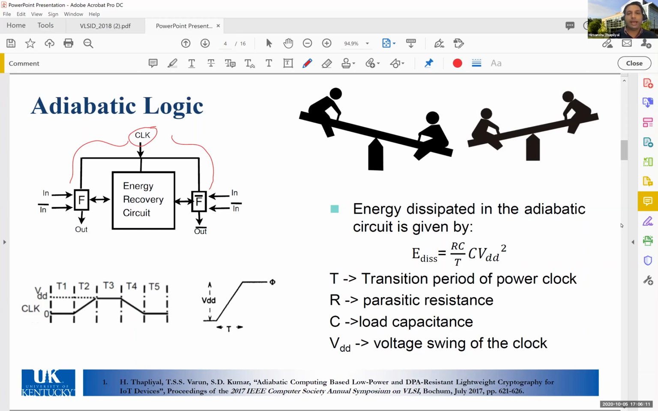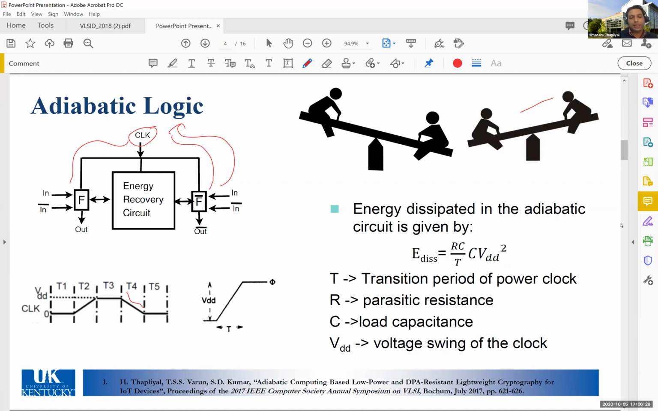Then, after some time, the clock starts falling, as represented in this cartoon here. So this energy is recovered back to your original clock source, right? That's why these adiabatic circuits are low power.